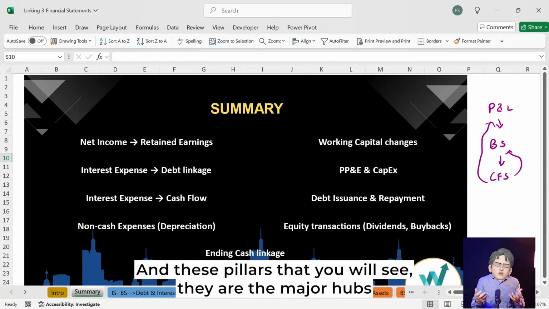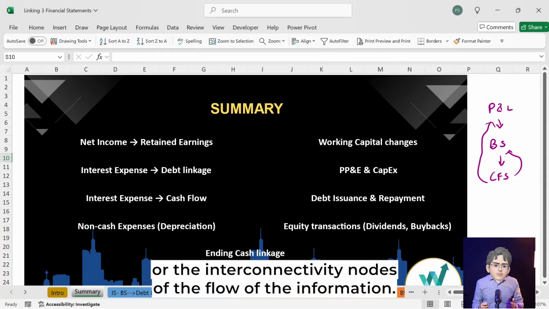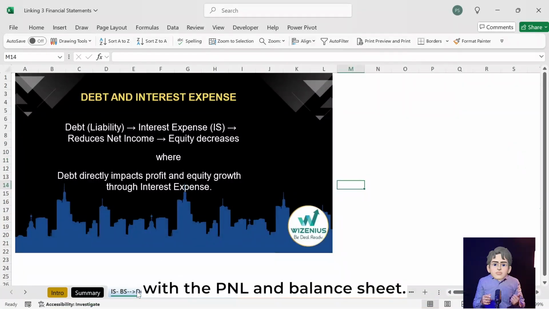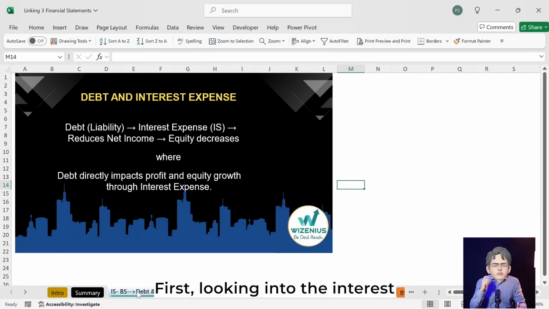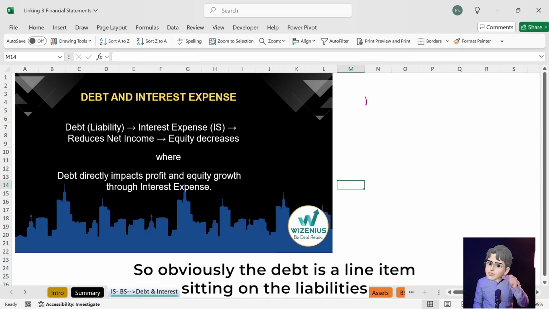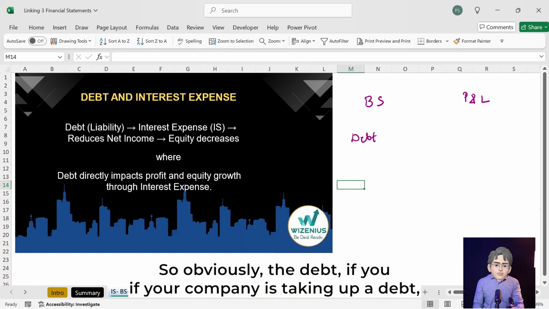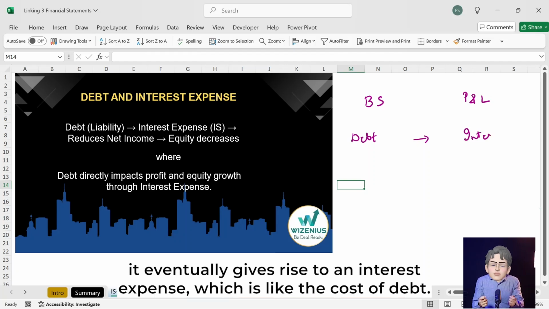And there will be a flow of information amongst the three statements. And these pillars that you see are the major hubs or the interconnectivity nodes of the flow of the information. So let's get into the details one by one between the three financial statements, starting with the P&L and balance sheet. First, looking into the interest and the debt interlinkage. Debt is a line item sitting on the liability side of your balance sheet, and your interest goes on to your P&L. If your company is taking up a debt, it eventually gives rise to an interest expense, which is the cost of debt.